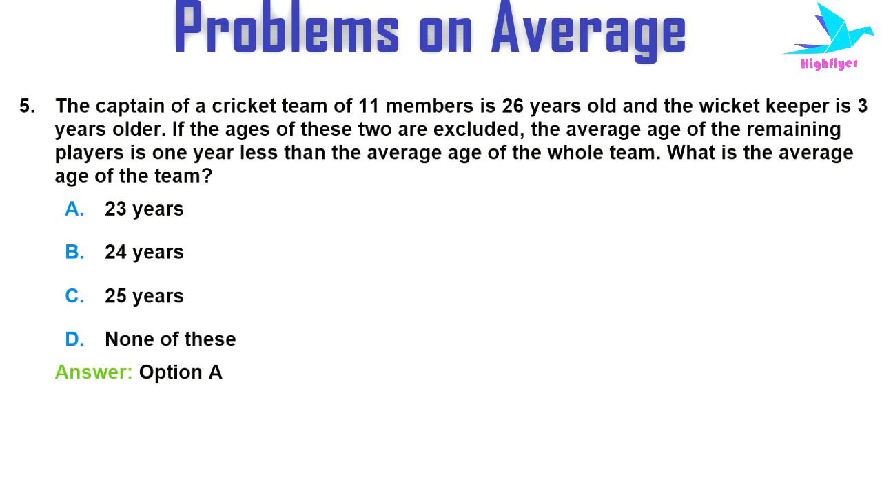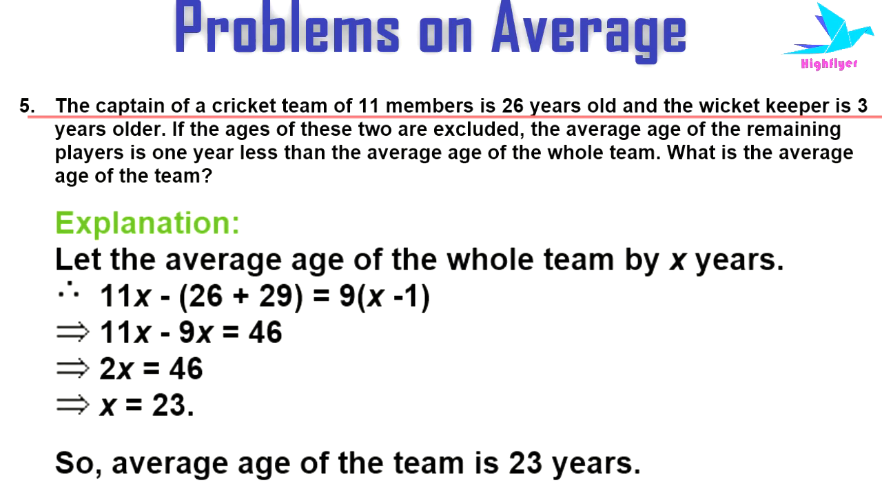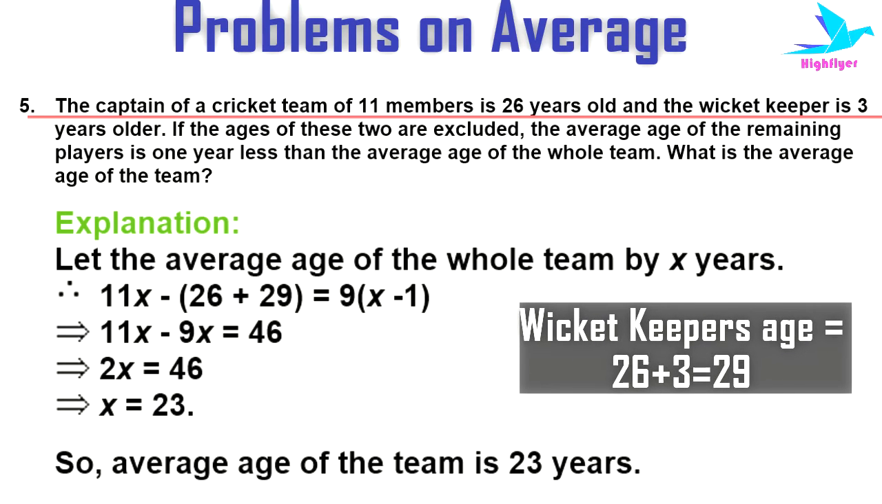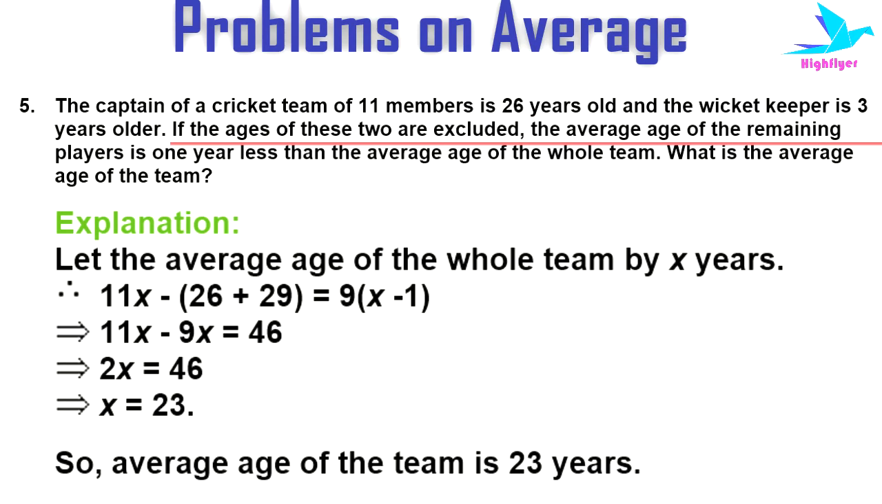The right option is option A, 23 years. Let's see how. Now let's first understand the condition. It's given that the captain's age is 26 years and the wicket keeper is 3 years older than the captain. So the wicket keeper's age will be 29. And after that, if we exclude the captain's and the wicket keeper's age from the team, then the average age of the entire team will be reduced by 1 year.